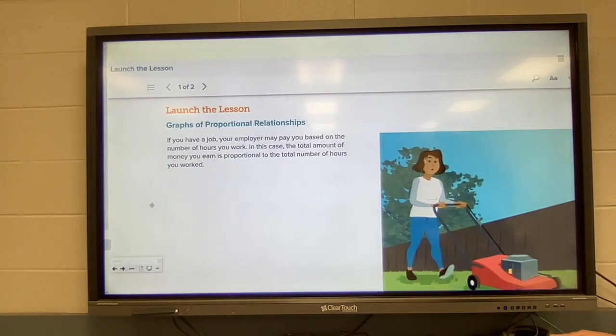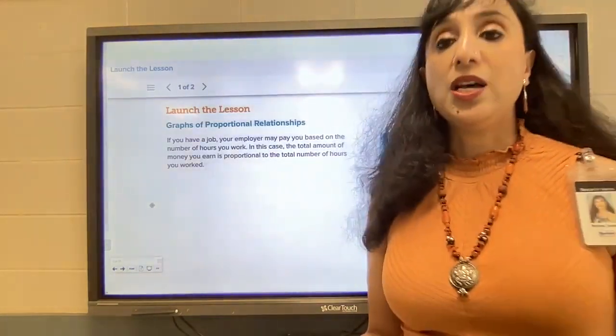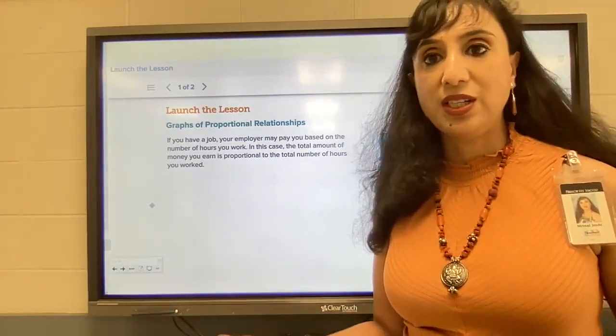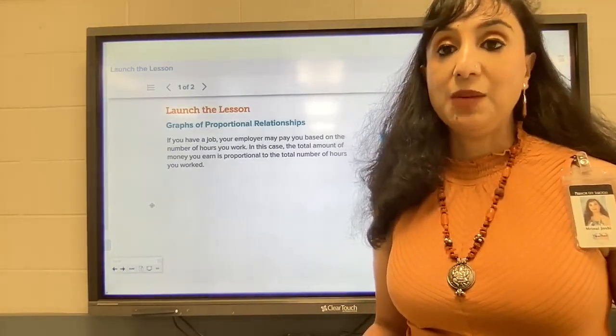So here is the lesson, just launching a lesson question. It says if you have a job, your employer may pay you based on the number of hours you work. In this case, the total amount of money you earn is proportional to the total number of hours you worked. Let's say you're getting $10 an hour. So for 1 hour, $10, 2 hours, $20, 3 hours, $30. As you can see, a proportional ratio is being developed in that case.